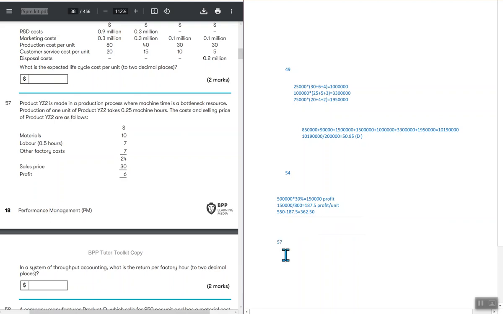Okay, we have sales price of 30 minus only material cost, which will give us throughput, and then taking that throughput divided by limiting factor. What is the limiting factor here? Machine time, and machine time is 0.25. So dividing by 0.25, it gives us 80 return per hour. And it's set up to 2 decimal places, so it would be 80.00.